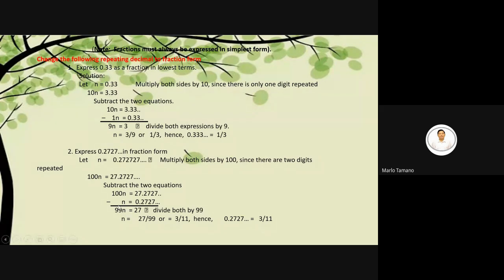So, 100 minus 1 is 99. Para matanggal naman po yung 99, we will divide both sides of the equation. Divide natin ng 99 over 99 dito sa left side ng equation. Ganon din po sa right side, 27 divided by 99. So, tatanggalin na natin 99 divided by 99 and naiwan na lang po ay n equals 27 over 99 or sa lowest term that is 3 over 11. Sa makatuwid, ang 0.2727 ay kapareho ng fraction na 3 over 11. Can you follow?